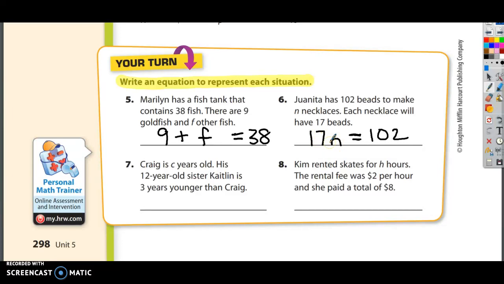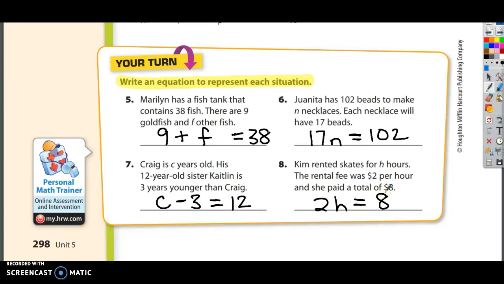All right, number 7. Craig is C years old. His 12-year-old sister Caitlin is 3 years younger than Craig. Younger means subtract. So he's C and she's 3 years younger and she's 12. I bet we could figure out how old Craig is based on those clues. We don't need to. All right, number 8. Kim rents skates for H hours. The rental fee was $2 per hour. That's $2 for every hour she rents skates, and she paid a total of $8. That's 2 times H.